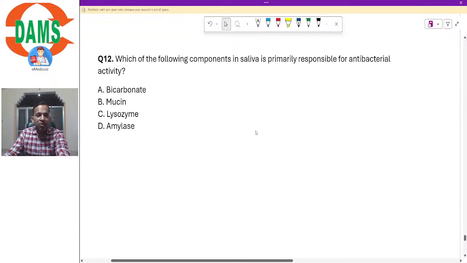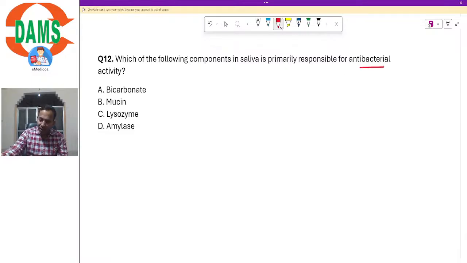So this is the last MCQ. Which of the following components in saliva is primarily responsible for antibacterial activity? एंटीबैक्टीरियल एक्टिविटी के लिए इनमें से प्राइमरीली कौन रिस्पॉन्सिबल है? बाइकार्बोनेट है, म्यूसिन है, लाइसोजाइम या अमाइलेज? तो इसका करेक्ट आंसर क्या है?